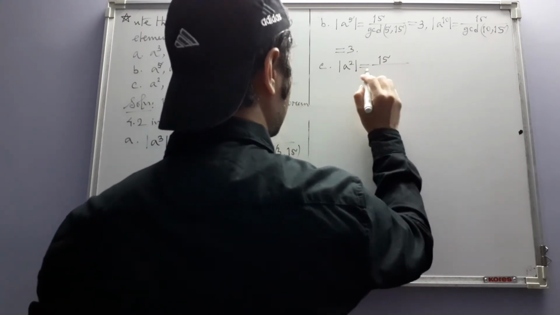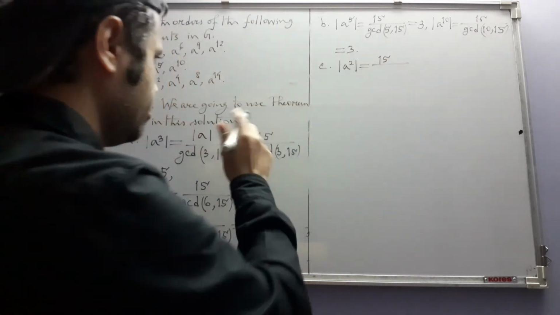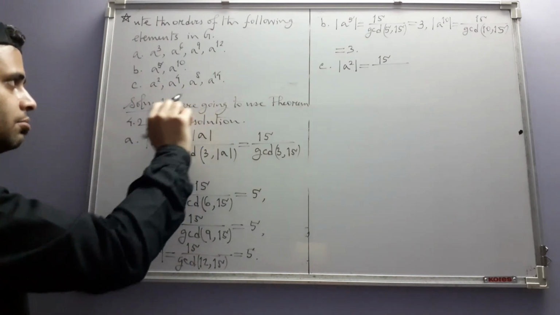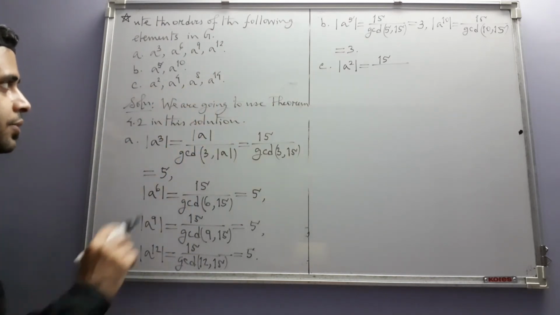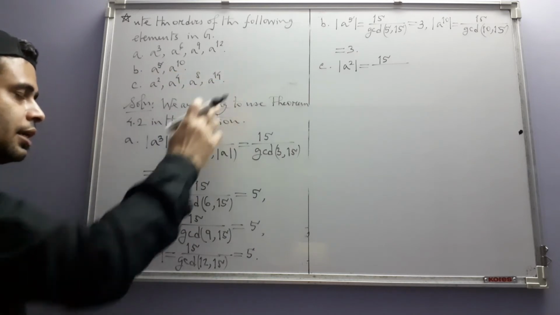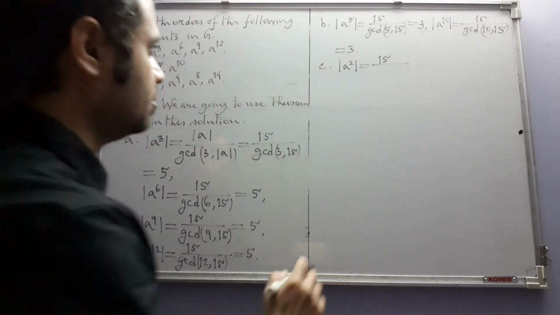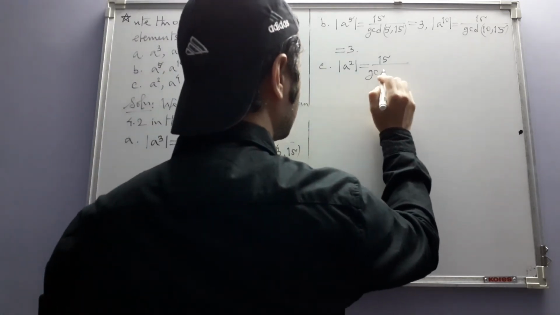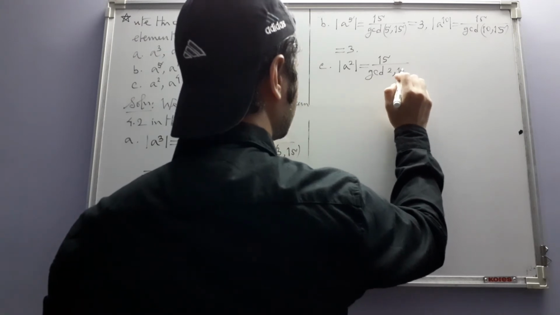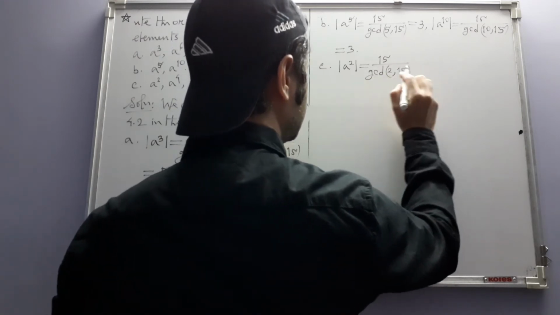In this case, you can see the orders are going to be the same as the order of A, because all these exponents are relatively prime to 15. So all the GCDs will be 1.